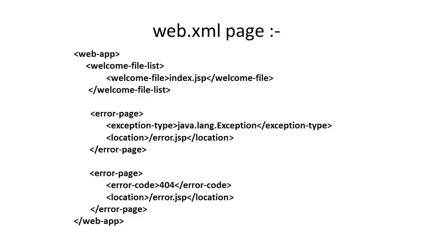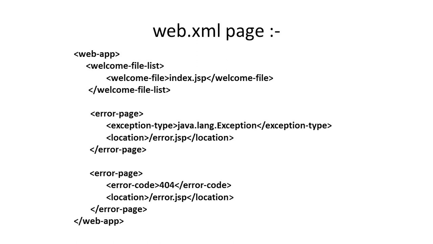Now the second method, I have already told you, the first one is using errorPage and isErrorPage, and the second method is the try and catch block. With the try and catch block, you are already very familiar in Java, so I am leaving it here. I am explaining the web.xml configuration. So we can also use an XML file. This is the XML file, the web.xml page. By this page we can also handle exceptions.